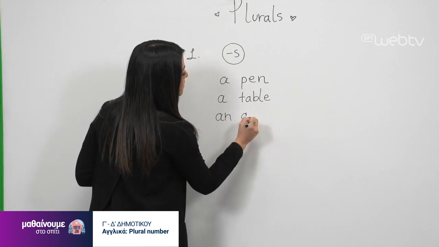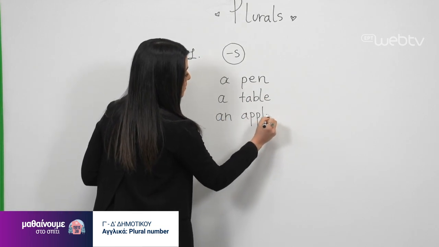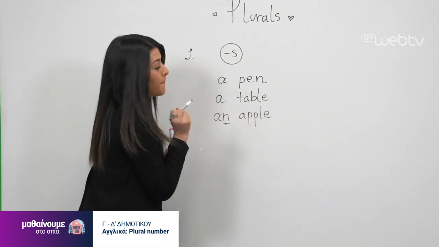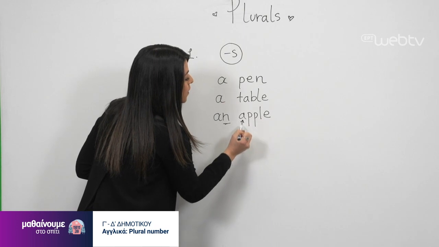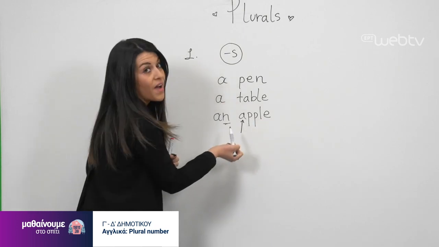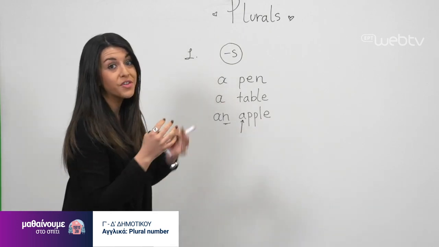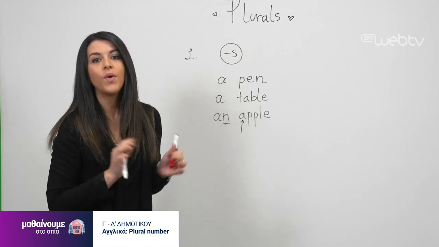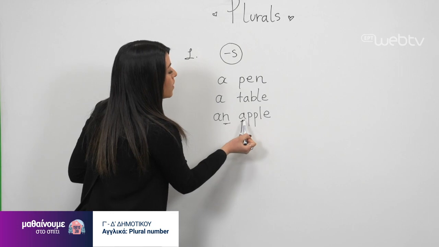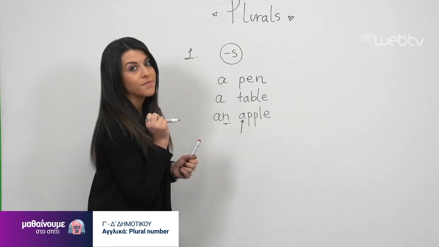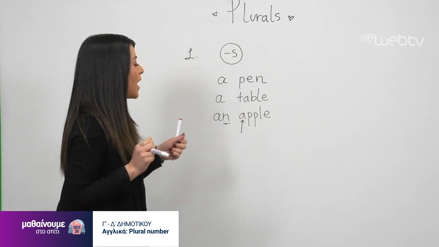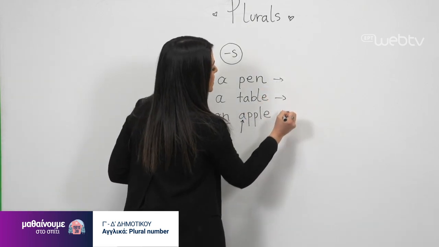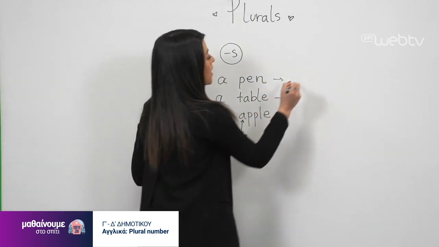An apple. Okay? Careful. Here we put an, right? Because the first letter of this noun is a vowel, a. So the vowels are 5 in English. A, I, E, O, and U. If we see a vowel, we always put an over here, okay? So what do we do? How do we form the plural? A pen, a table, an apple.